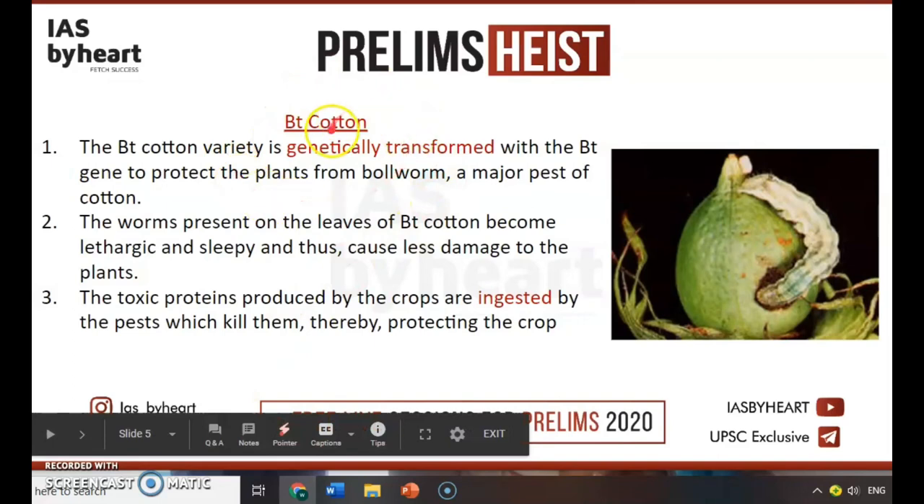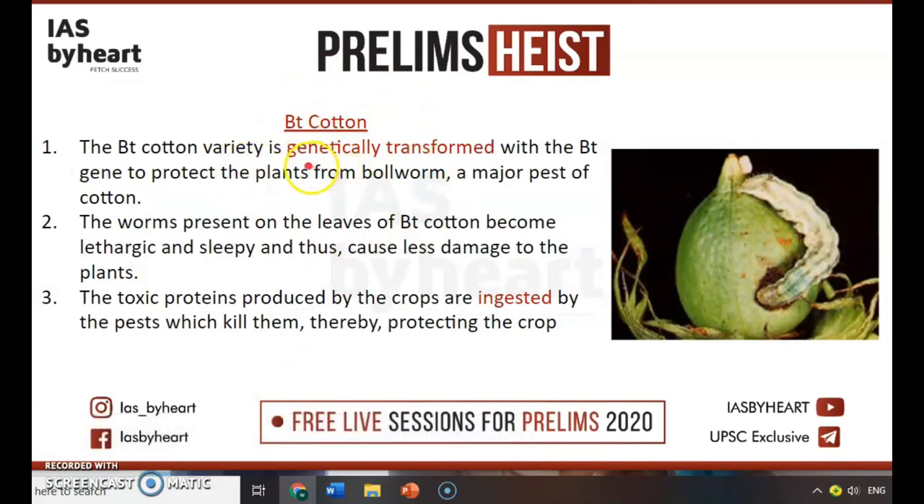BT cotton is a variety genetically transformed with the gene to protect the plants from bollworms. See, this is the image of a bollworm. This bollworm affects the cotton plantation. This bollworm creates a lot of problems in cotton cultivation, which leads our farmers to suicide. So this is a major issue. In order to avoid this issue, we brought in this cotton, BT cotton.